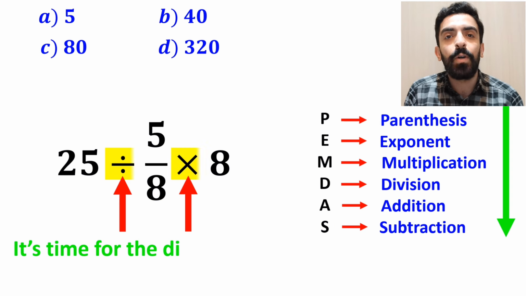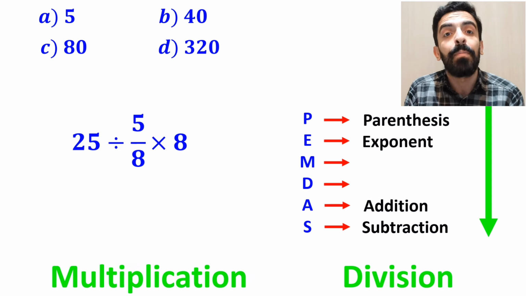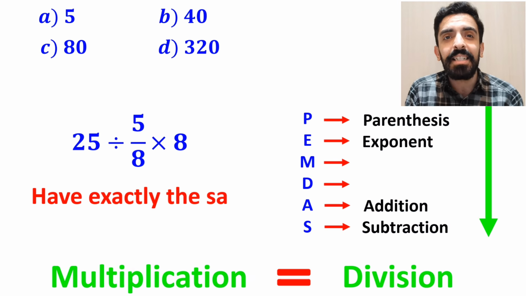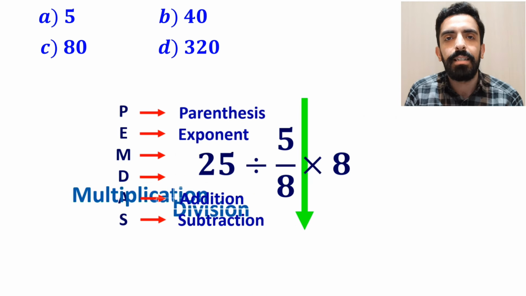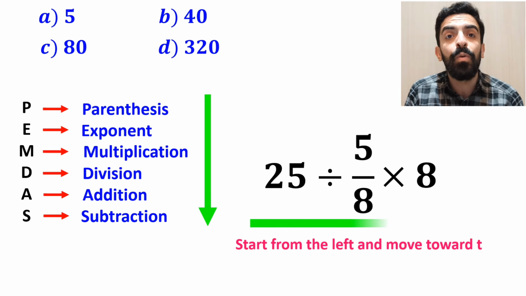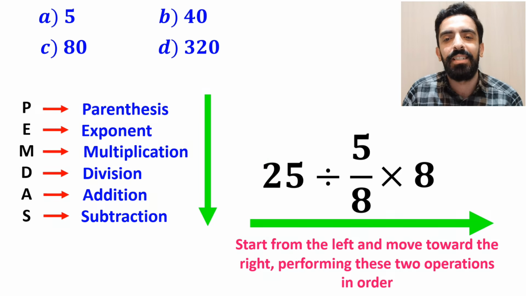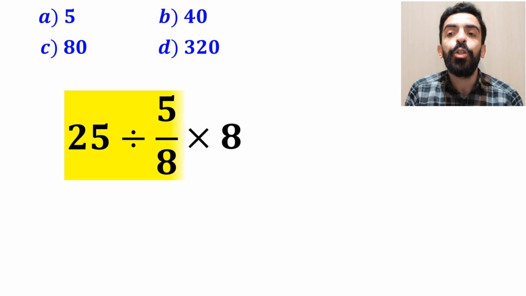Alright, now it's time for the division and multiplication. However, it's very important to note that according to the PEMDAS rule, multiplication and division have exactly the same level of priority. In this situation, the best strategy is to start from the left and move toward the right, performing these two operations in order. So, we'll start with the expression 25 divided by 5 over 8.